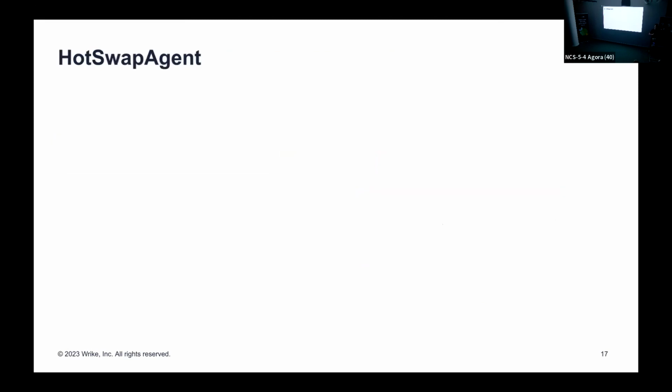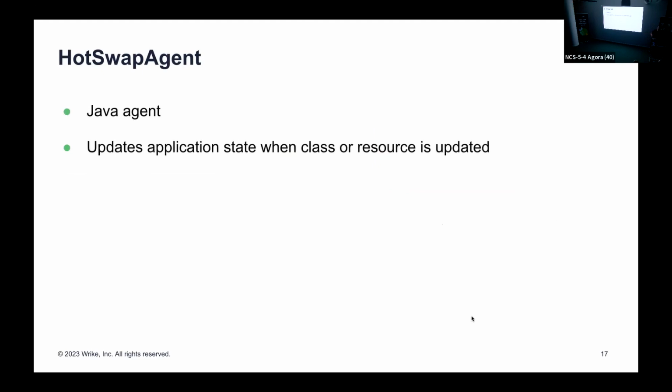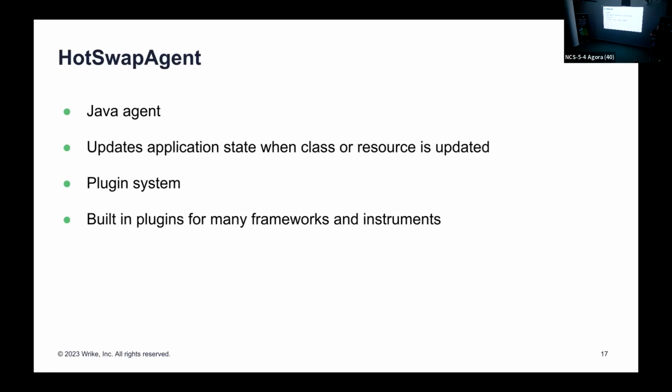And with this problem, HotSwapAgent will help us. HotSwapAgent is basically a Java agent, which makes it convenient to update the application state when a class or resource is updated. It has a plugin system, which makes it pretty extensible. And the cool thing is that it already has a bunch of built-in plugins for different frameworks and instruments.